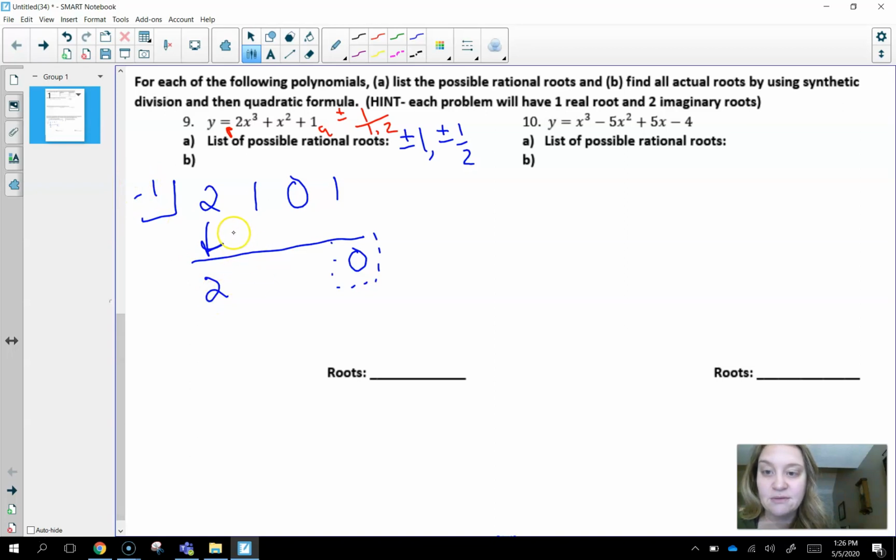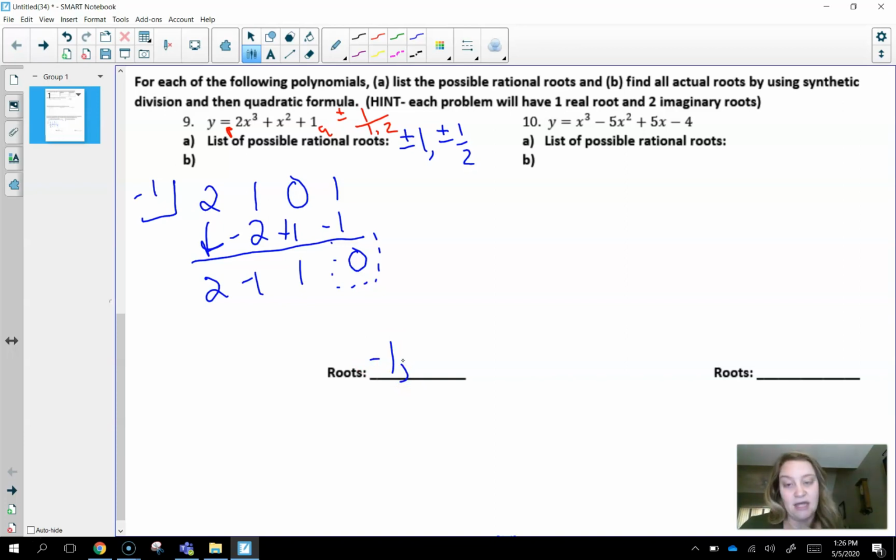Negative 1 times 2 gives me negative 2. 1 minus 2 is negative 1. -1 times -1 is +1. 0 plus 1 is +1. -1 times 1 is -1. Look at that. 1 minus 1 is 0. So that did work. Okay. So I know one of my roots is -1.